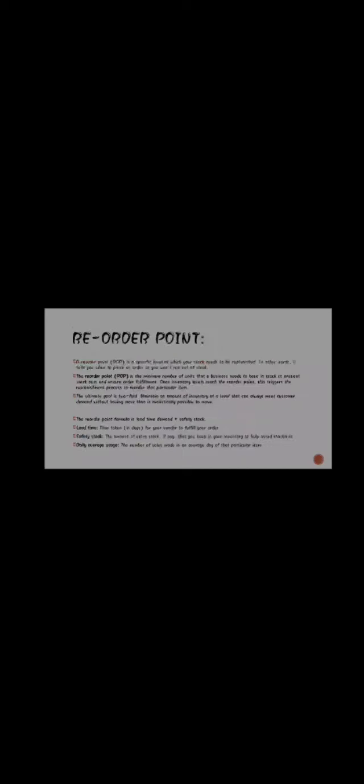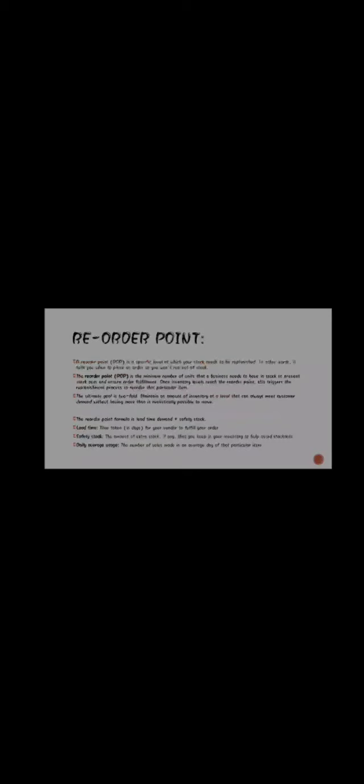Next is the reorder point. A reorder point is a specific level at which your stock needs to be replenished. In other words, it tells you when to place an order so you won't run out of stock. The reorder point is the minimum number of units that a business needs to have in stock to prevent stockouts and ensure order fulfillment. Once inventory levels reach the reorder point, this triggers the replenishment process to reorder that particular item. The ultimate goal is twofold: maintain inventory at a level that can always meet customer demand without having more than is realistically possible to move.